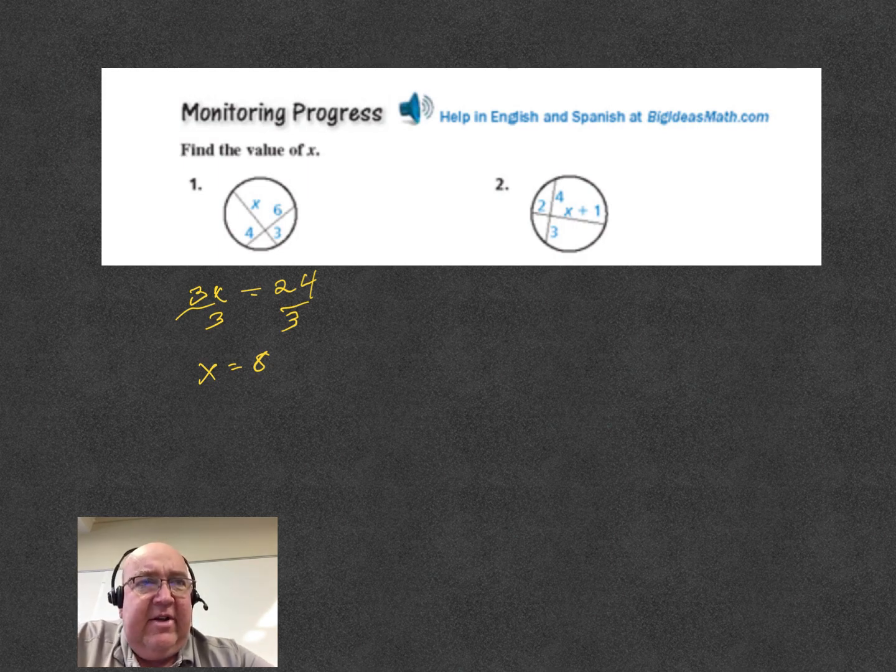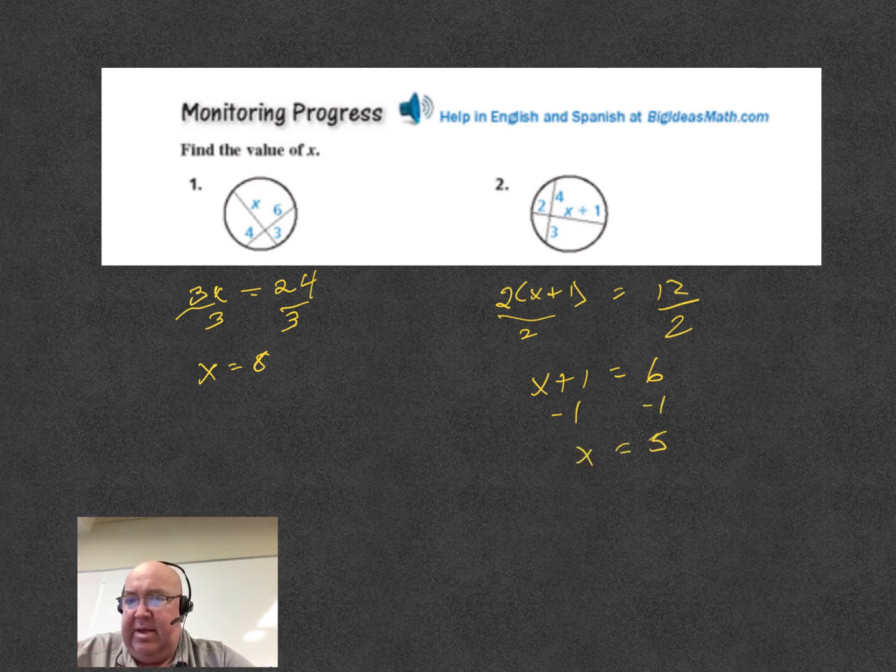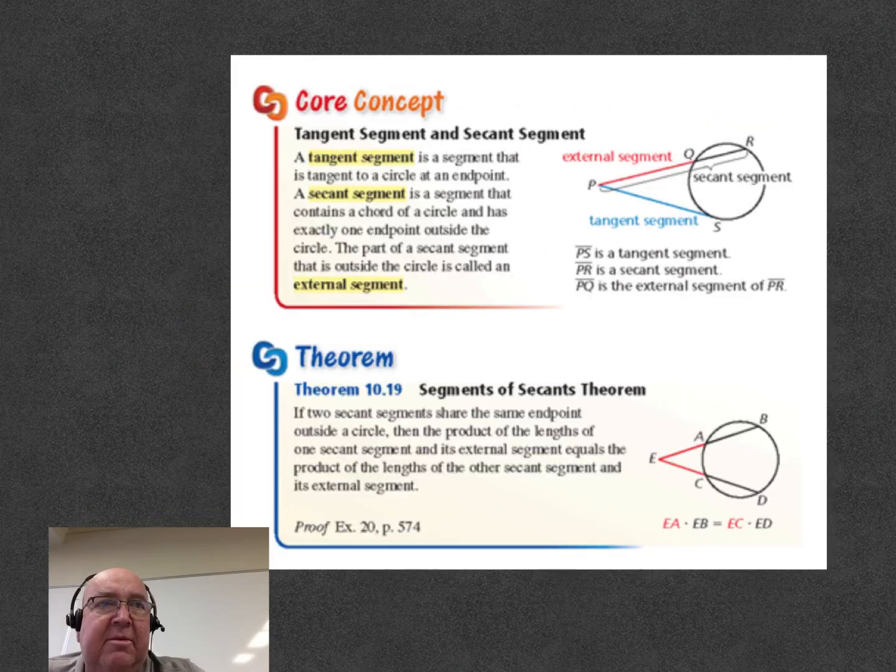Here we're going to have 2 times x plus 1 is going to be equal to 12. Rather than distribute, I'm just going to divide by 2 right now, and I get x plus 1 is equal to 6. Subtract 1, subtract 1, x is going to be equal to 5 in number 2. So pretty easy, straightforward problems there so far.